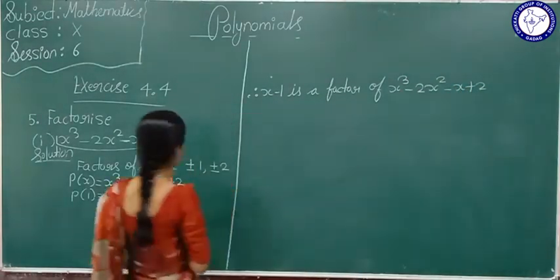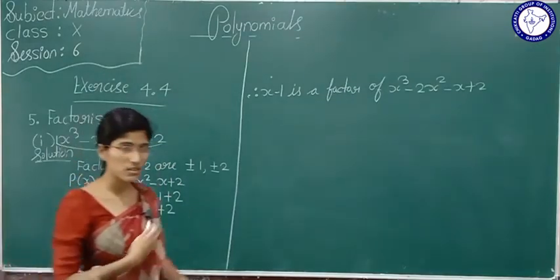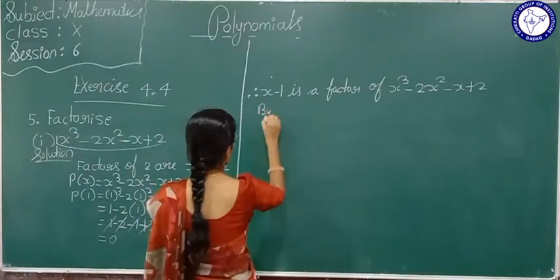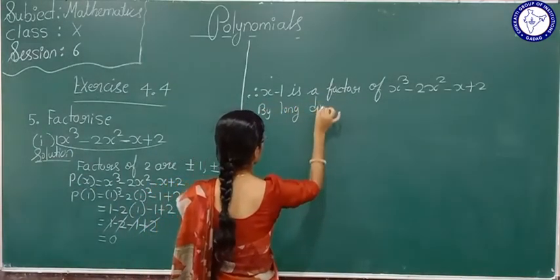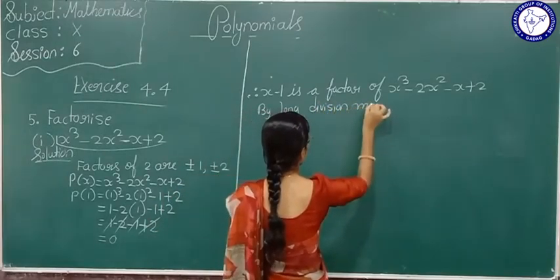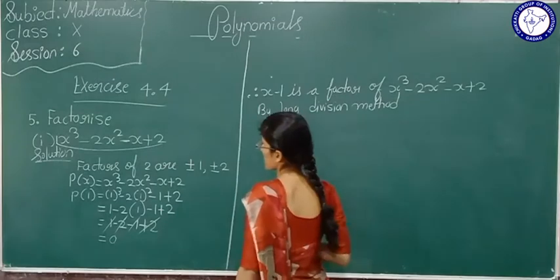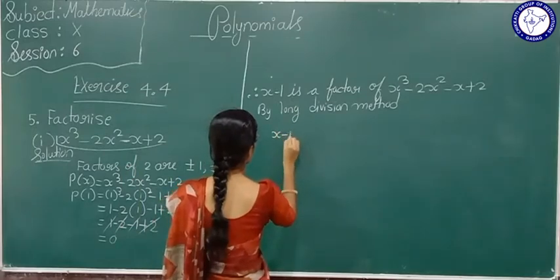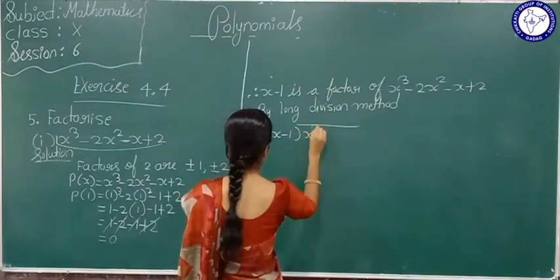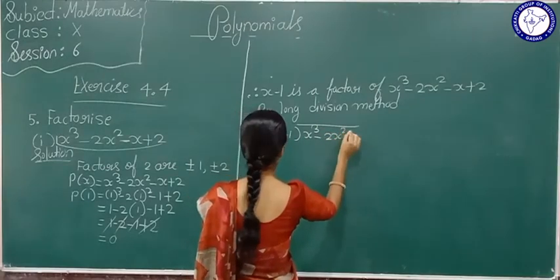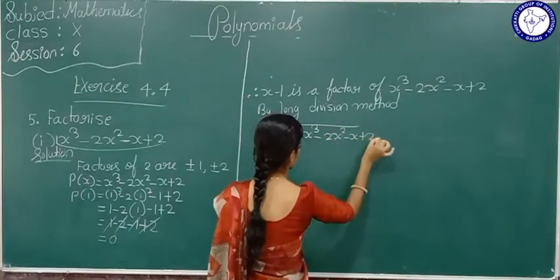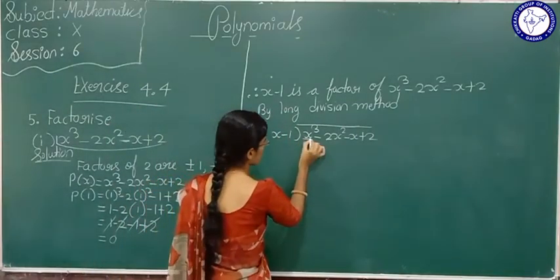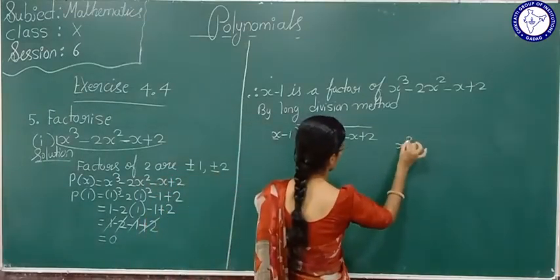Okay. Now the other factors we are going to find out by the long division method. Now say, by long division method, x minus 1 divides x cube minus 2x square minus x plus 2.